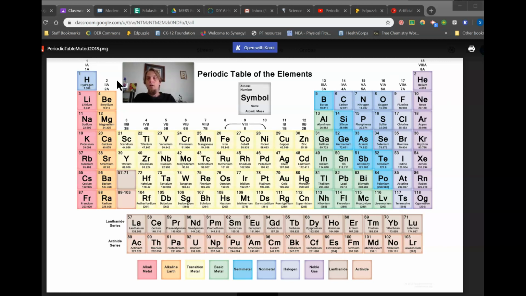Lastly, you also want to keep in mind this does not have the rows listed, but you can count those. 1, 2, 3, 4, 5, 6, 7. This is important because we know a lot about these elements, as we'll see in the future, just based on their position in the periodic table.